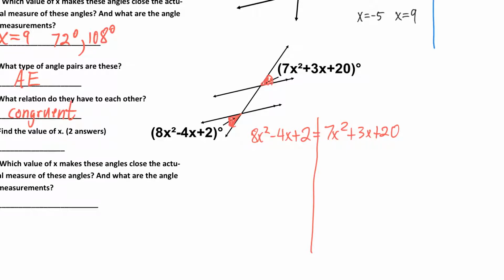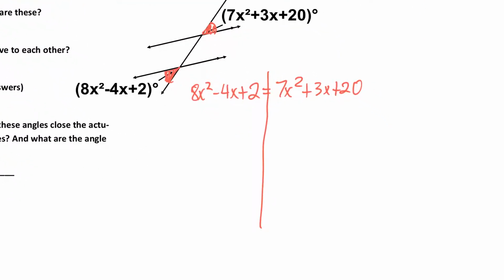Now we're going to solve for x. Now we need to combine like terms. There's an x squared on both sides, there's an x on both sides, and there's a constant on both sides. So I need to get all those together. And what I'm going to do here is do it all in one shot. I'm going to subtract 7x squared from both sides. I'm going to subtract 3x from both sides. And I'm going to subtract 20 from both sides.